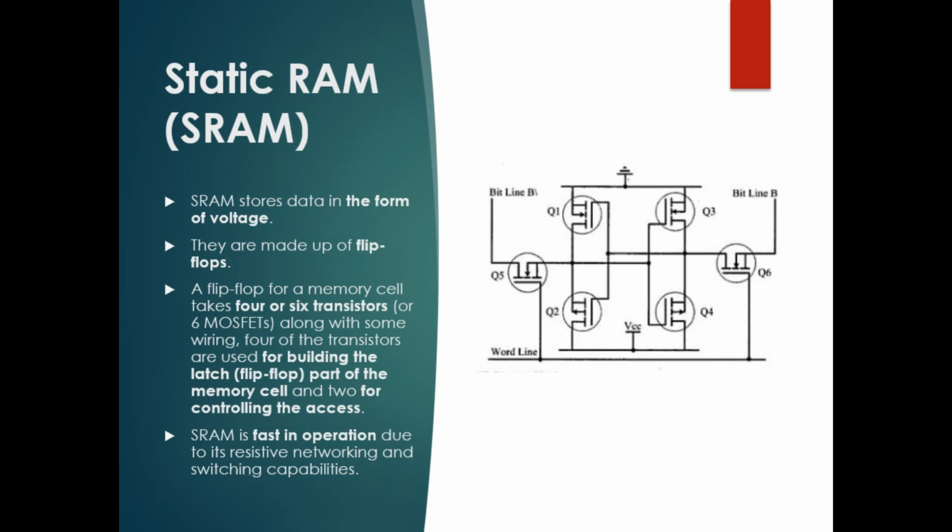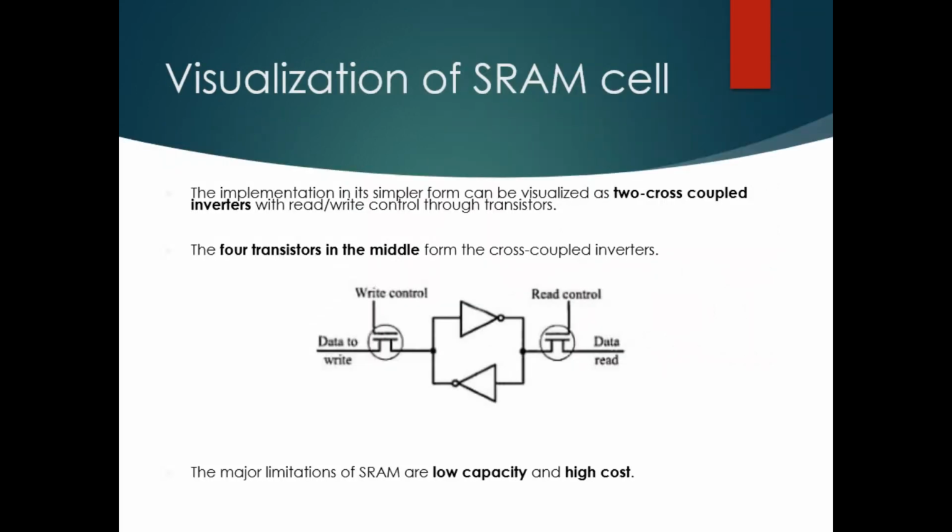So I have to visualize this static RAM cell. As a part of the visualization, I can simplify the static RAM diagram which I have just shown you. I can treat those 4 transistors as cross-coupled inverters. So this is my Q5, this is my Q6, and Q1, Q2, Q3, Q4 are treated as cross-coupled inverters.